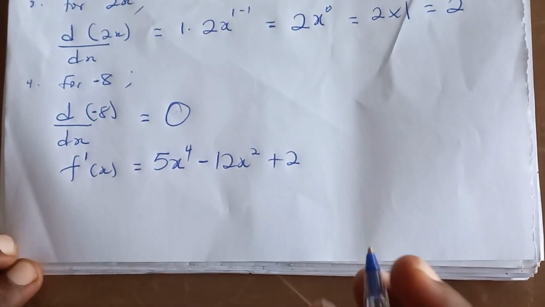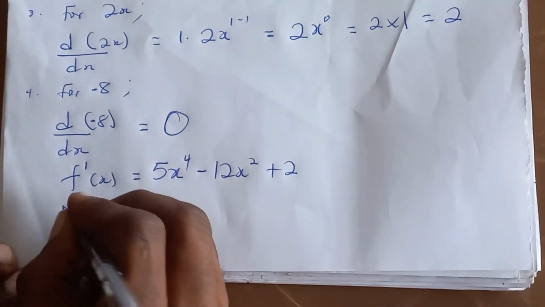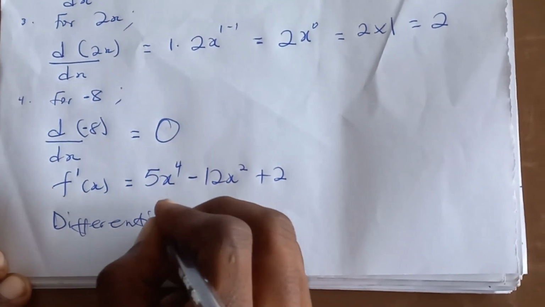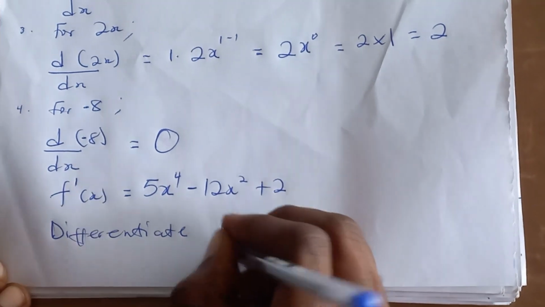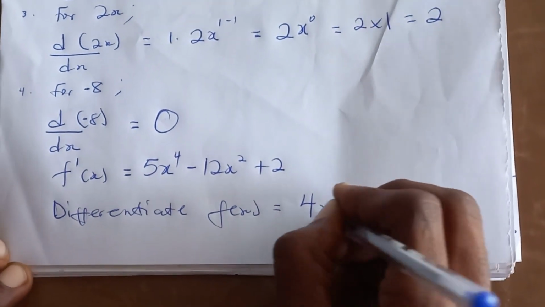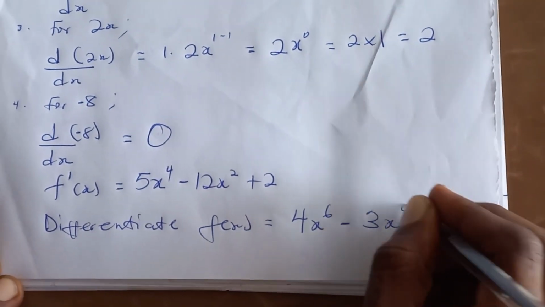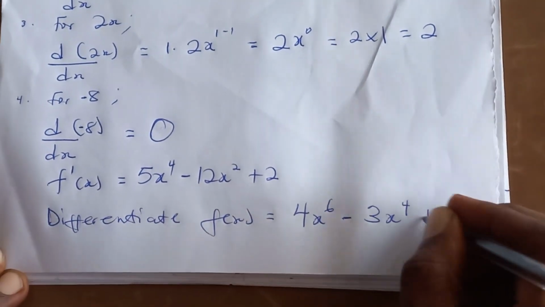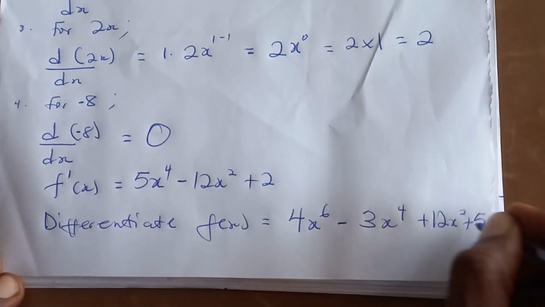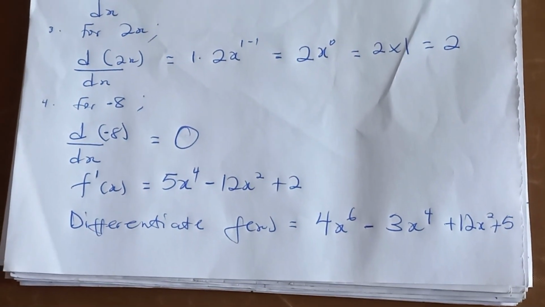Good. So please try this one for me. Differentiate f of x, which is equal to 4x power 6 minus 3x power 4 plus 12x squared plus 5. You can solve it and leave your answer in the comments.